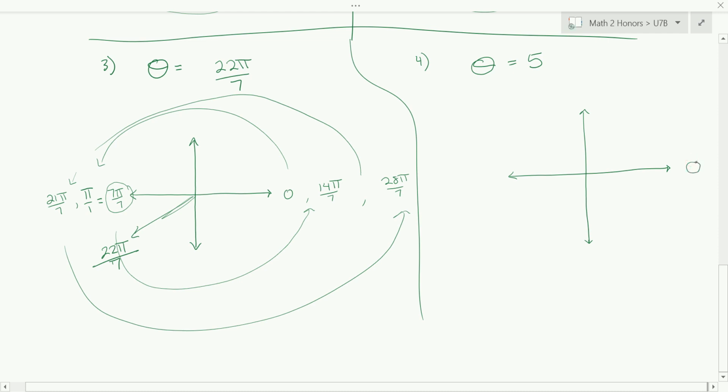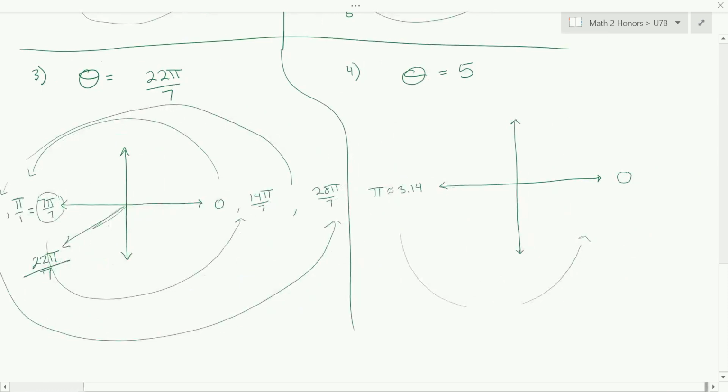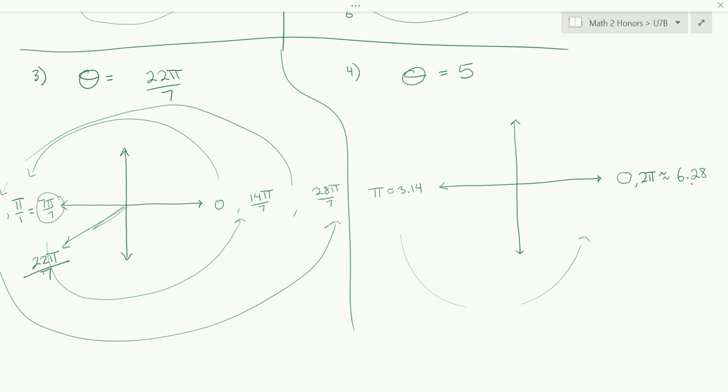So you still kind of start with, okay, half circle's pi, but instead of writing pi, write its approximation, which is 3.14. And so you know that half circle's 3.14, so 5's more than that. If I go a full circle, that's 2 times that, which is roughly 6.28, right? And so now the question is, is 5 closer to 6.28 or is it closer to 3.14?